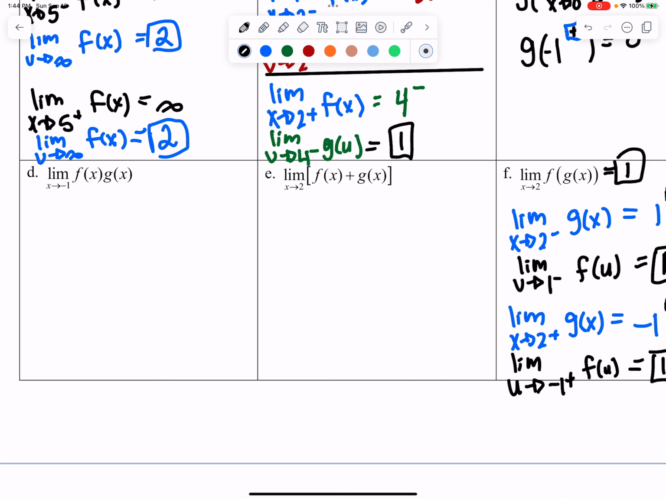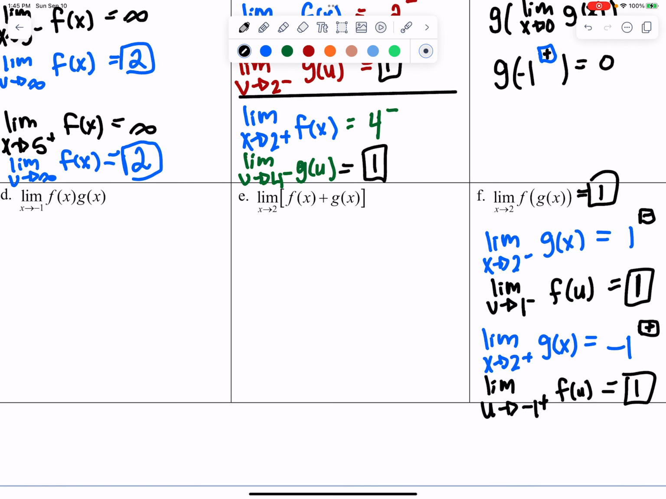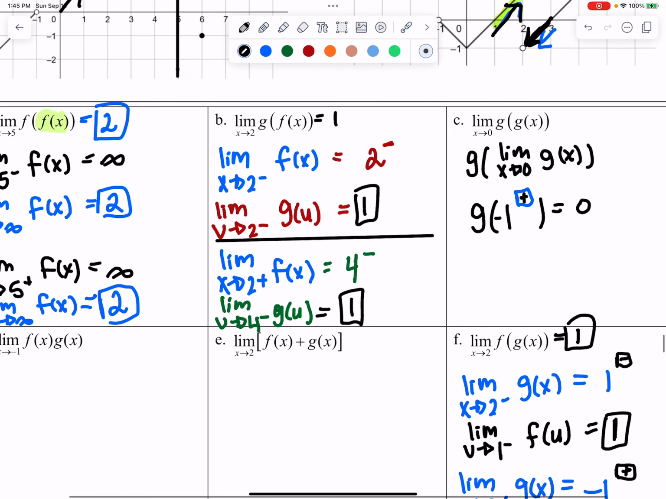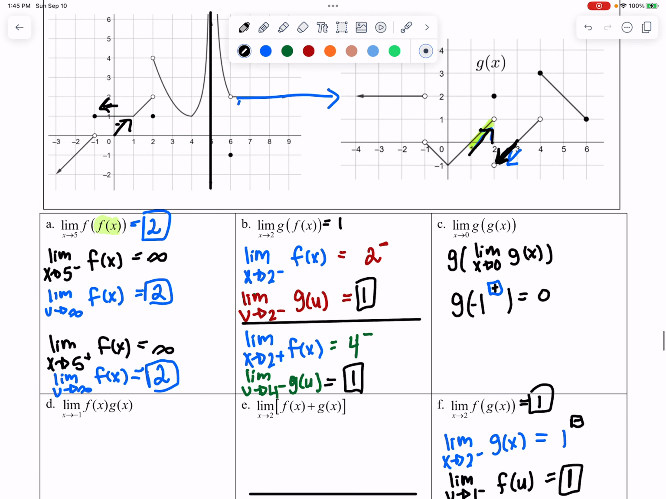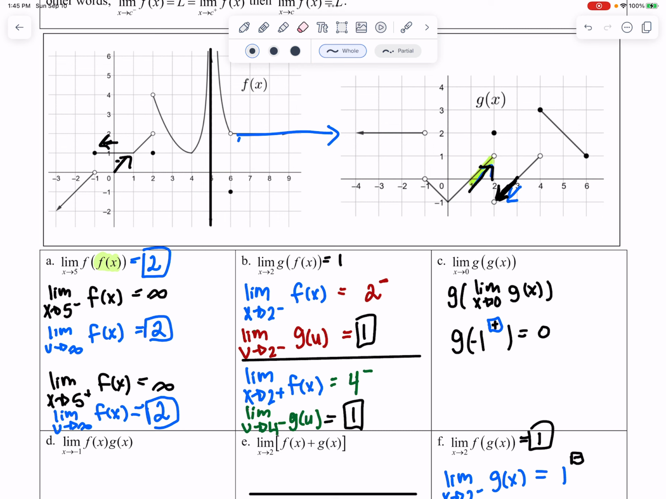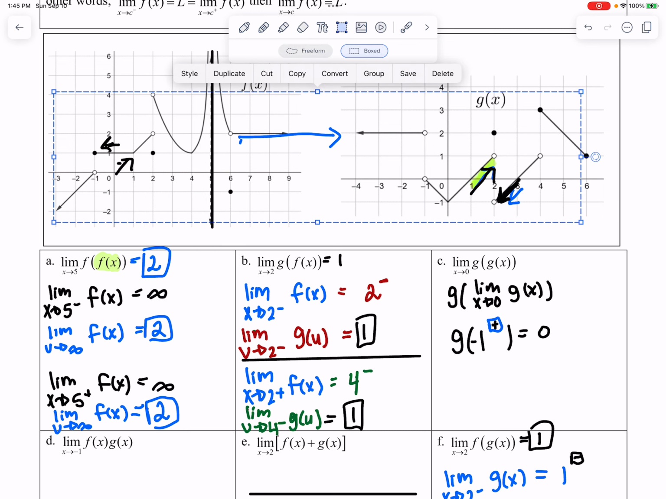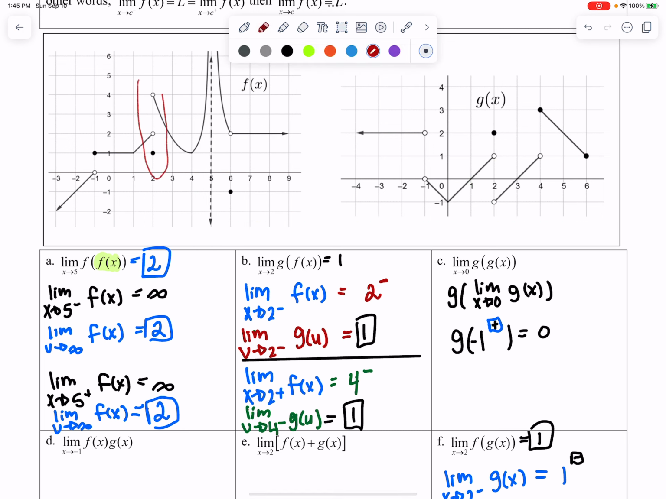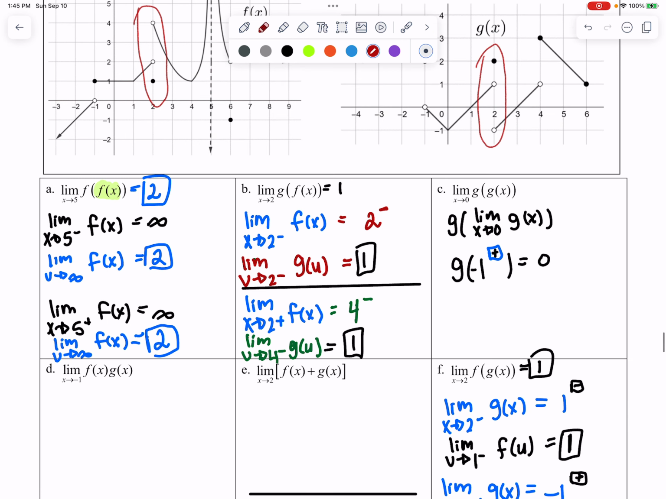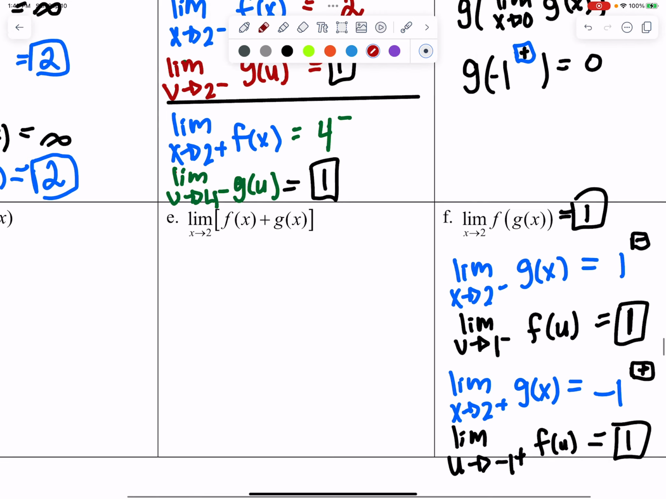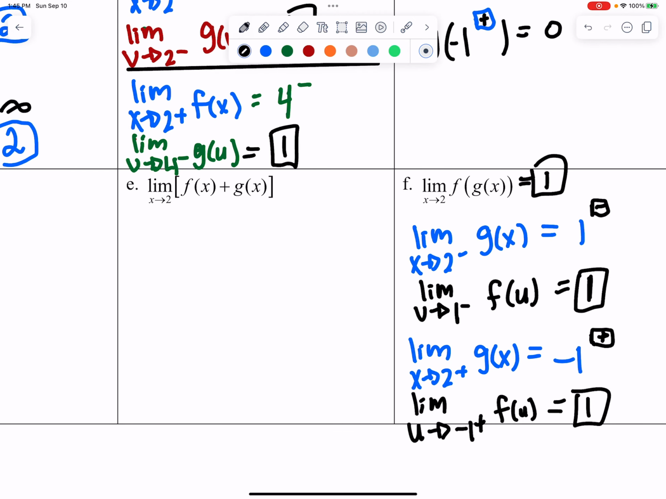Okay, so we're going to do the same things with d and e, except these aren't compositions of functions. These are going to be using our limit laws to figure out what's happening. So looking at, let's say, part E, where I have the limit as x approaches 2 of f of x plus g of x, we want to look at 2 in terms of both f of x and g of x. You'll notice that at 2 for both f of x and g of x, we have a jump discontinuity here and we have a jump discontinuity here. So we're going to make our little split for 2 from the left and 2 from the right.